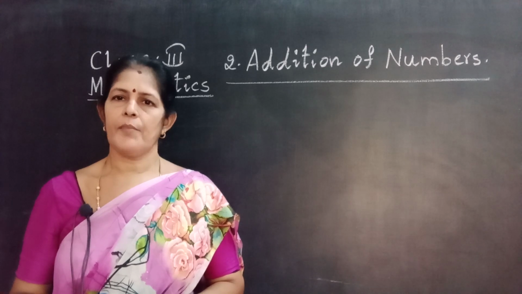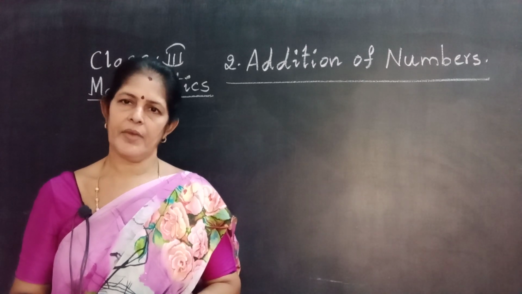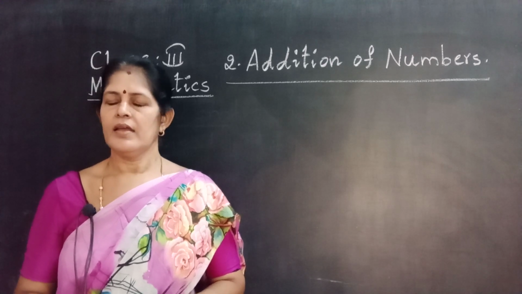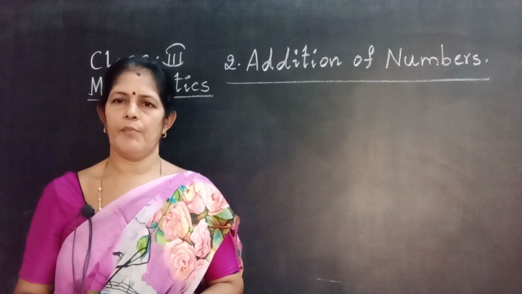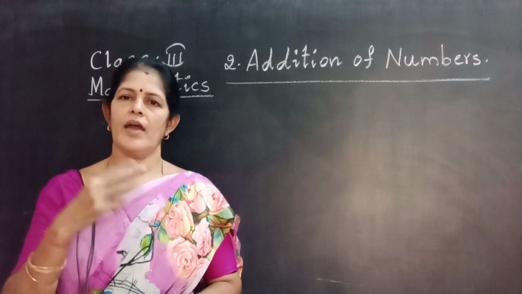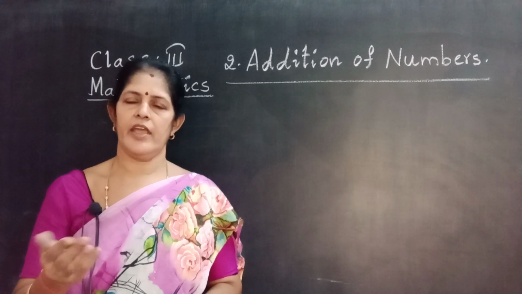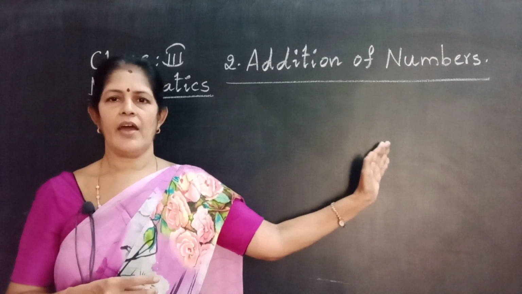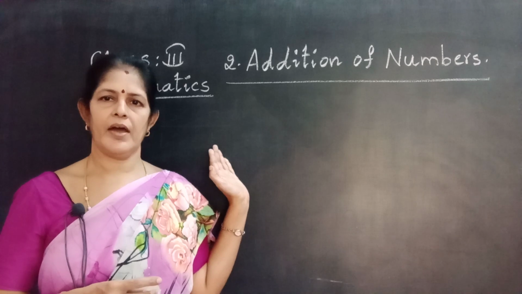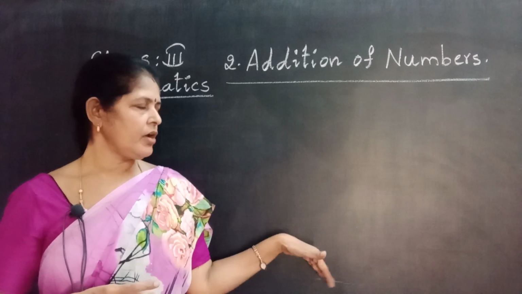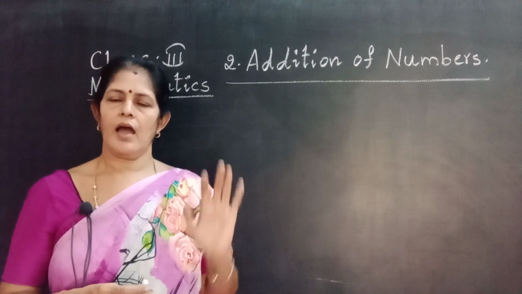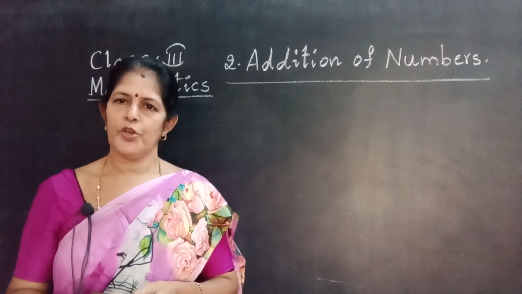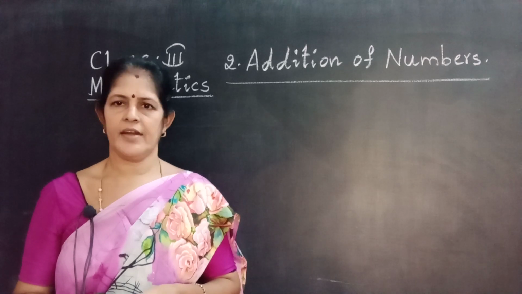Once again, number plus 0 or 0 plus number, same number. Number plus 1 or 1 plus number, next number of the given number. When we add two or three numbers in any order, meaning left to right, right to left, or up to down, down to up, the answer does not change. That property is called the commutative property of addition.